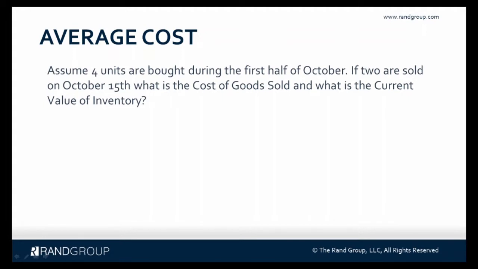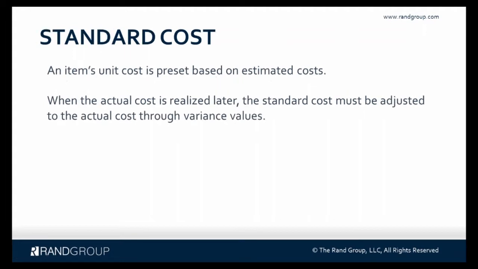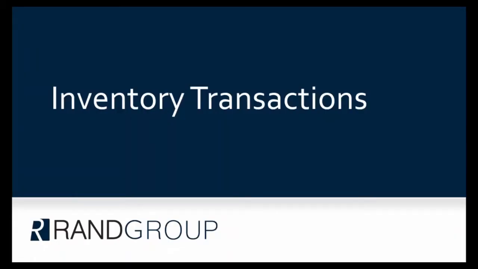and sold in bulk. The final costing method is standard cost. With standard cost, an item's unit cost is preset based on estimated costs. When the actual cost is realized later, the standard cost must be adjusted to the actual cost through variance values. An example of an item which may have this sort of cost flow are items that have little to no cost fluctuation. Now that we have covered all of the costing methods, let's take a look at inventory transactions.